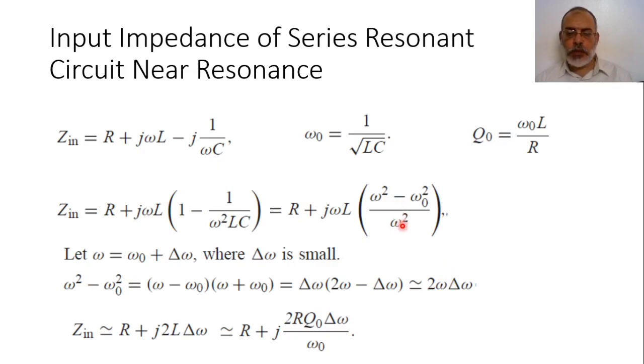And we have omega here in the numerator and omega squared in the denominator. So in this case, it would be 2 delta omega over omega. And we have omega here, so this will be eliminated with this omega. So the remaining part would be R plus 2j L multiplied by delta omega. This means that omega multiplied by omega squared minus omega naught squared over omega squared will be replaced by 2 delta omega, where delta omega is the difference of the operating frequency from the resonant frequency. Okay?